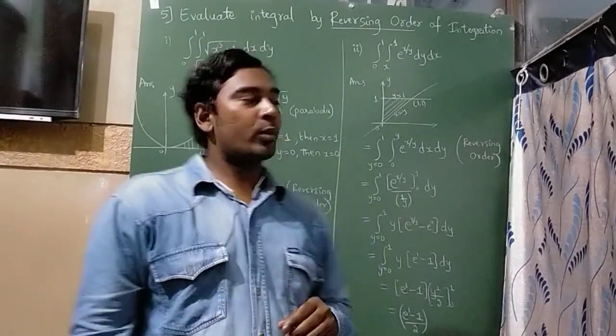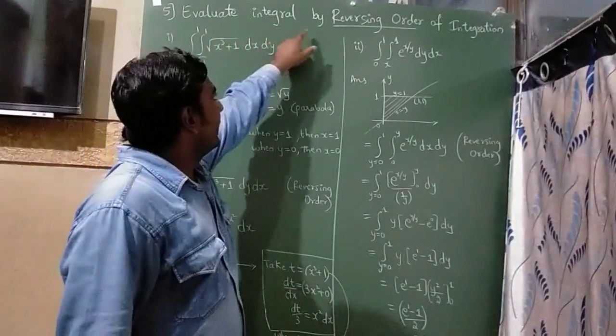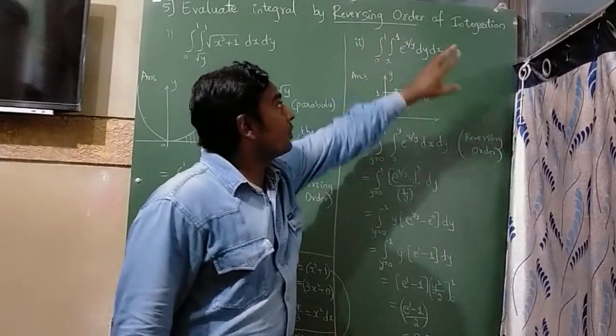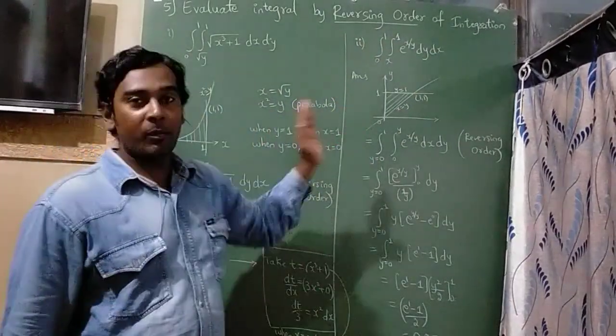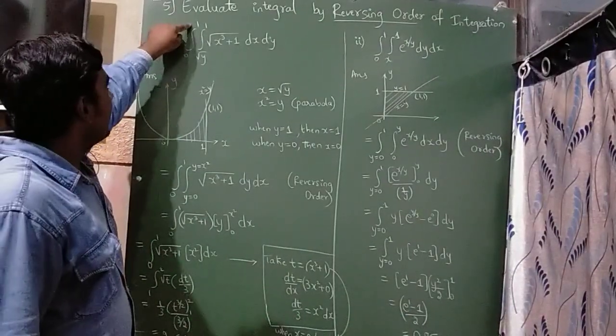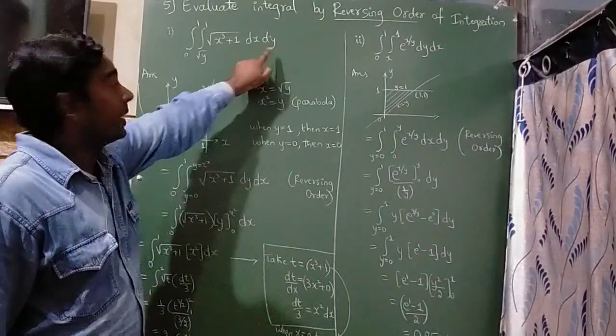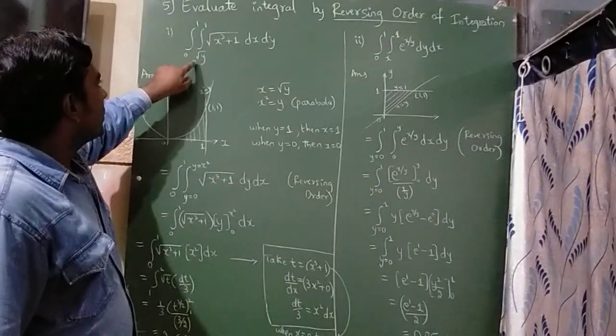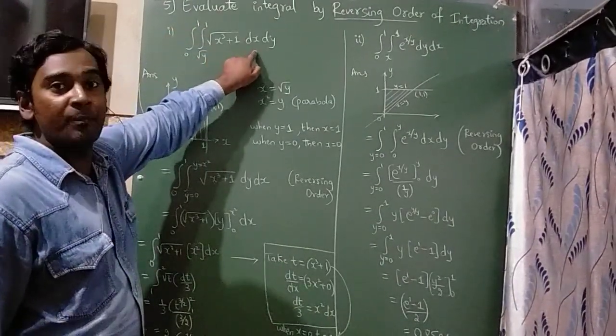Hello students, the next question is evaluate the integral by reversing the order of integration. I have solved two problems here. The first problem is the integration of 0 to 1, this is with respect to y. Now the second integration is root y to 1, this is with respect to x.